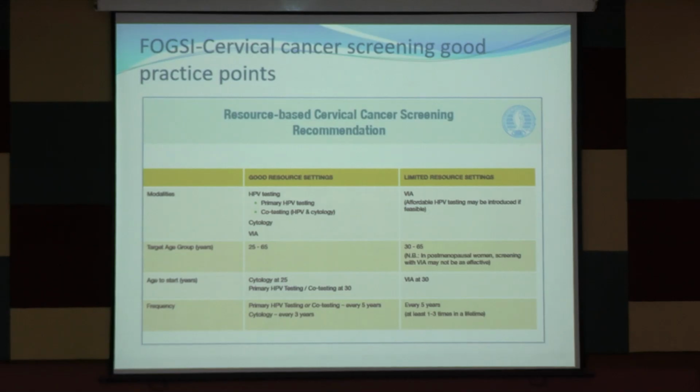Cytology is every 3 years, okay? And HPV or co-testing is every 5 years. HPV, again I am mentioning, we start at the age of 30 years. Cytology or pap smear, we start at the age of 25 years.